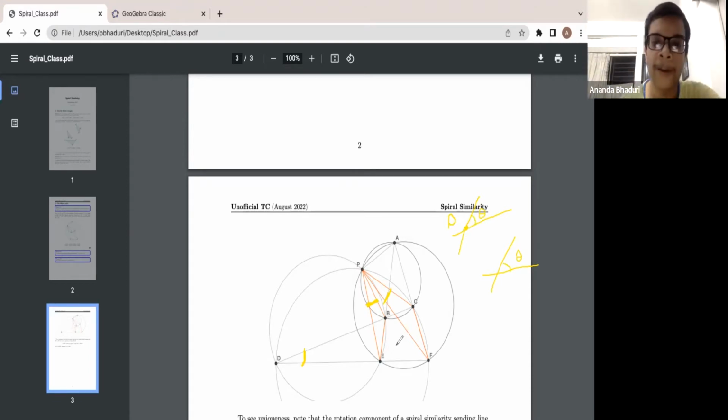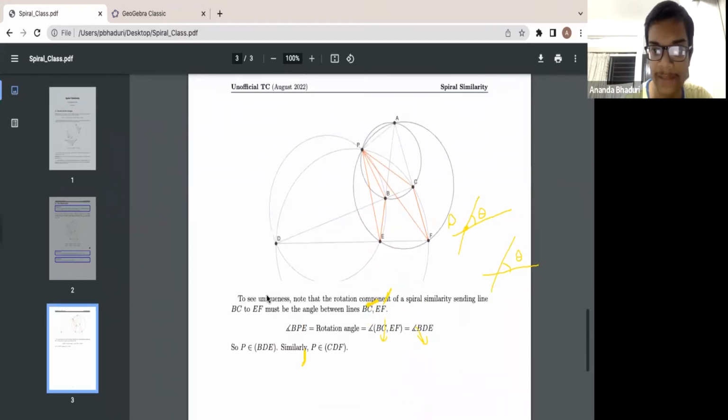So what follows is that angle BDE should equal BPE. If there is a spiral similarity at P sending BC to EF, that is, it sends B to E and C to F, then angle BPE is the rotation angle, and it's also the angle between lines BC and EF. So BPDE is cyclic, so is BPCF. So that gives that P must be unique.